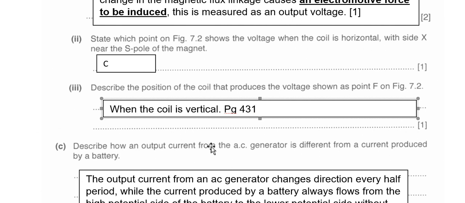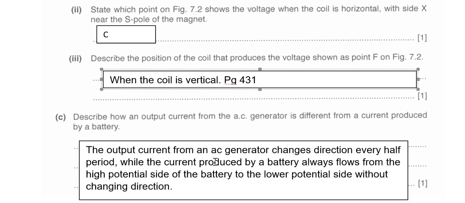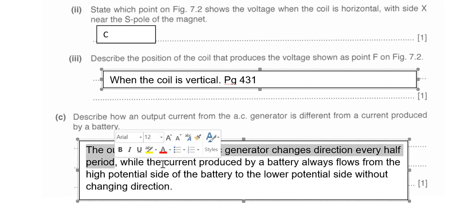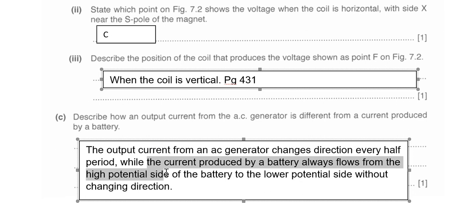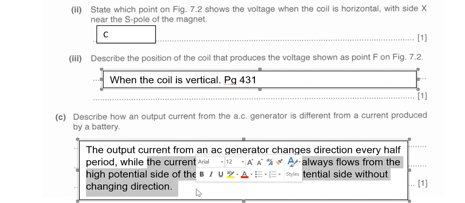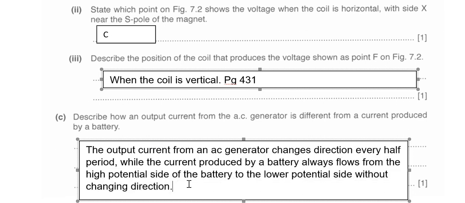understanding. Describe how an output current from an AC generator is different from a current produced by a battery. The output current from an AC generator changes direction every half a period, which is why it's called an alternating current. Whereas a current produced by a battery always flows from the high potential side of the battery to the low potential side of the battery without changing direction.